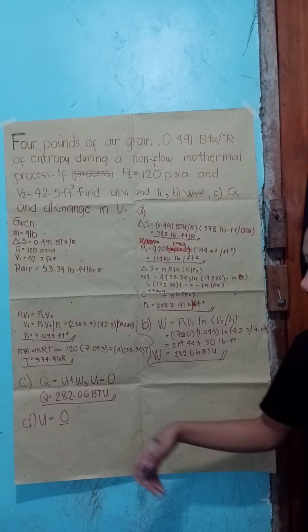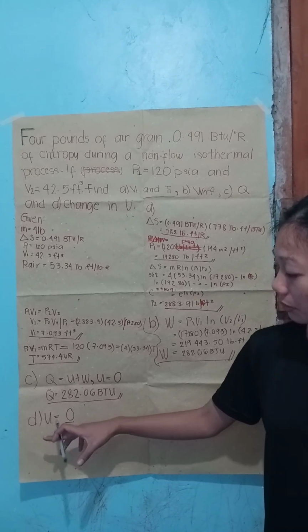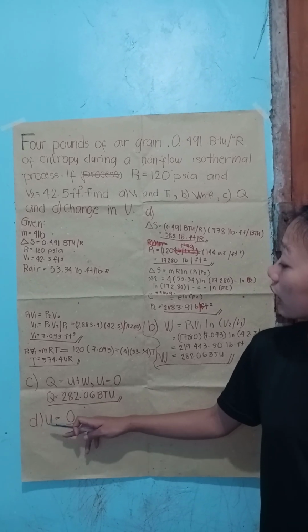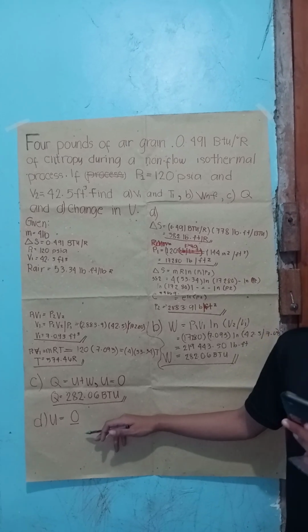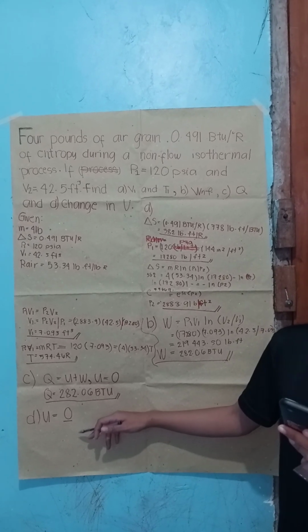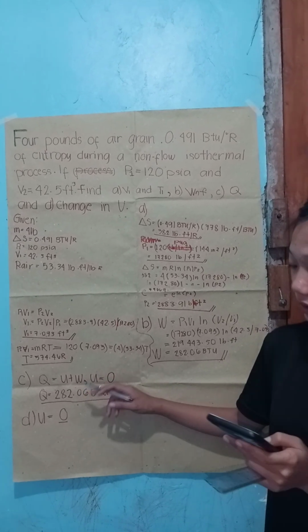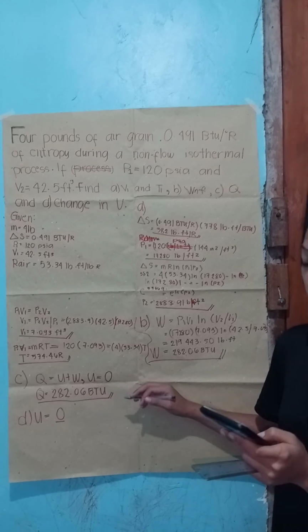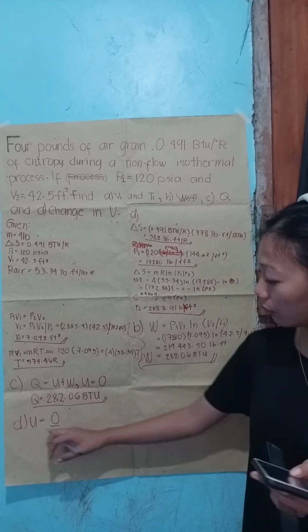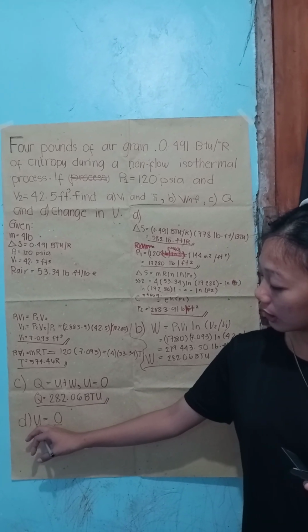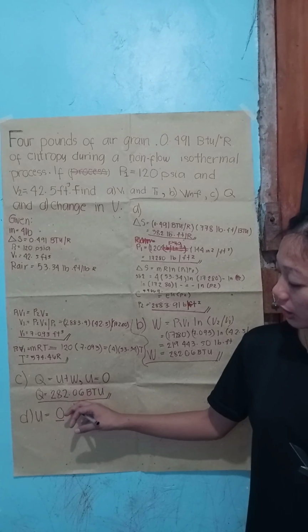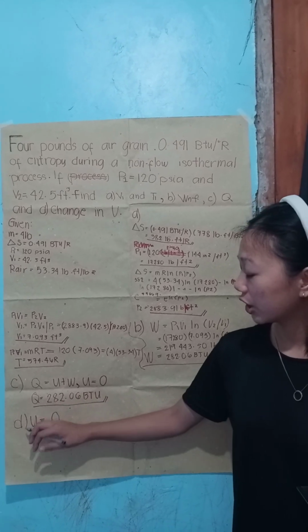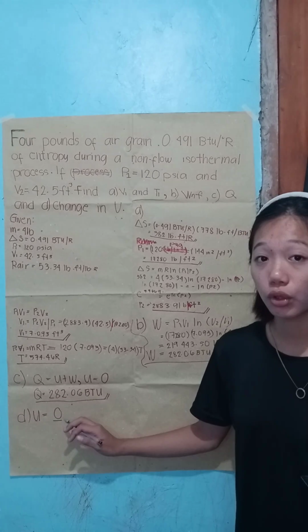And then finally, lastly, the change in internal energy. The internal energy change is 0 for an isothermal process. So now, this is the final change in internal energy. Change in internal energy is equal to 0.